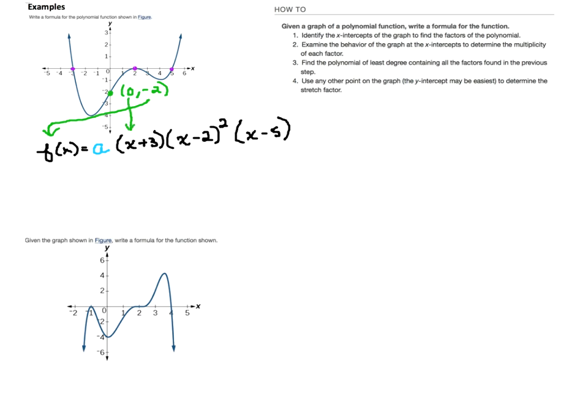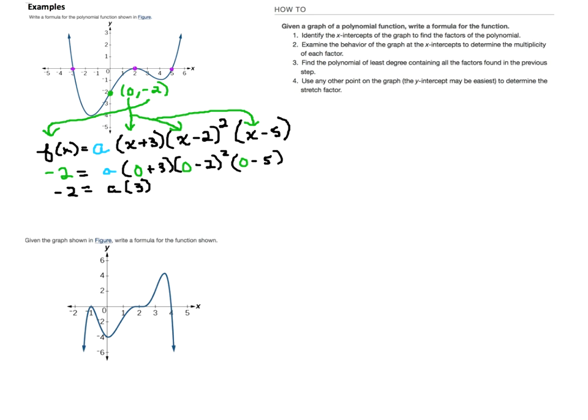I'm going to plug in for x and f of x using that point. And then all I'll have left that's a variable is my stretch factor, and that's what I'll solve for. So, -2 is equal to some stretch factor A times (x + 3)(x - 2)^2(x - 5). Okay, I'm going to plug in my x's, which are zeros. There we go. And then I still have this stretch factor A that I'm going to solve for now.